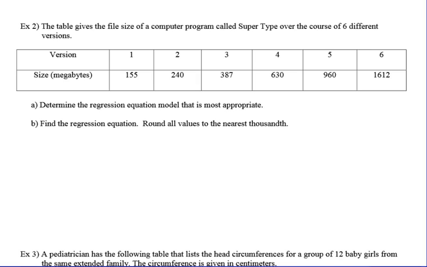Okay, in example 2 it says the table gives the file size of a computer program called SuperType over the course of 6 different versions. So I have 6 different versions there and the size of the actual program. Part A says determine the regression equation that is most appropriate. So what they're asking is, am I going to be doing a linear regression? Does it look like a line? Does it look like a parabola? Does it look like a power function?